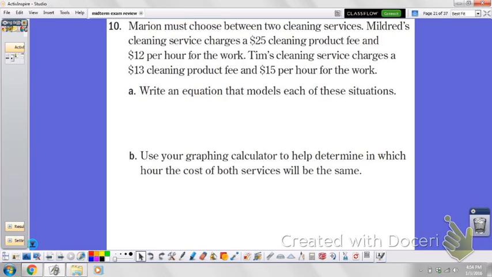Number 10 says, Marion must choose between 2 cleaning services. Mildred's cleaning service charges $25 cleaning product fee and $12 per hour for the work. Tim's cleaning service charges a $13 cleaning product fee and $15 per hour for the work. We have to write an equation that models each of these situations. So I need to write an equation for Mildred and write an equation for Tim.